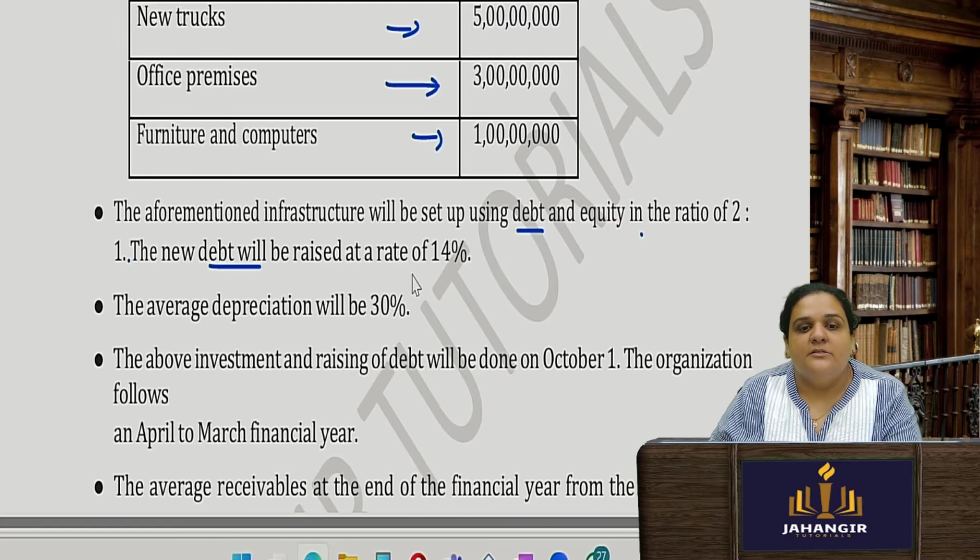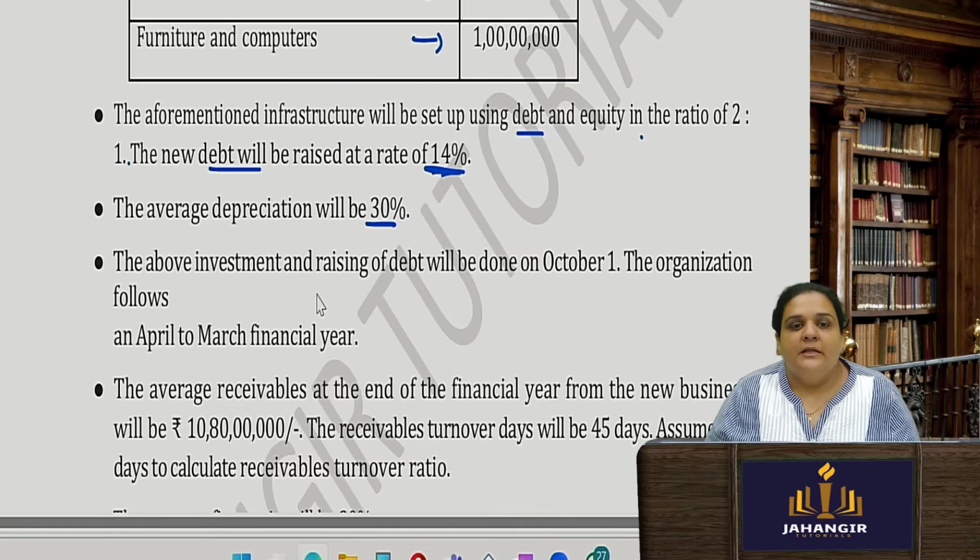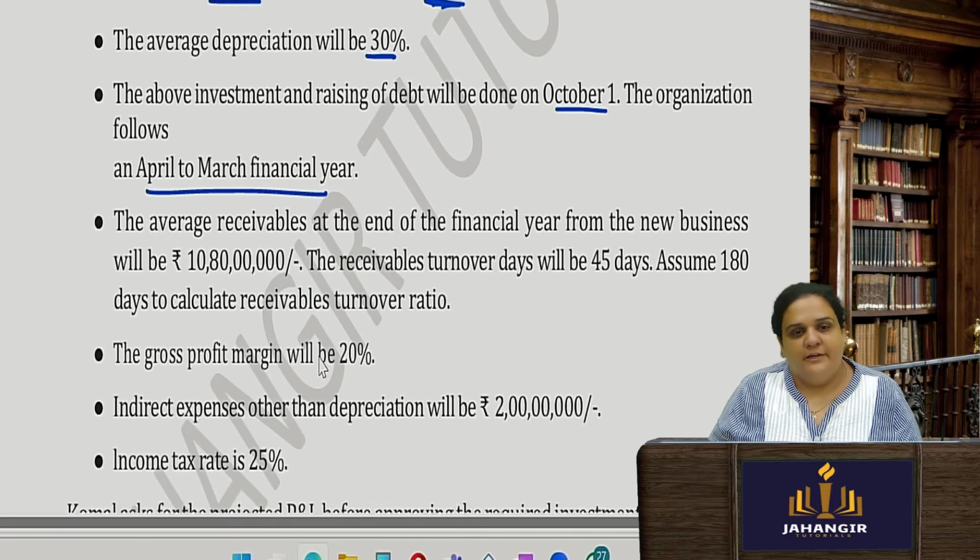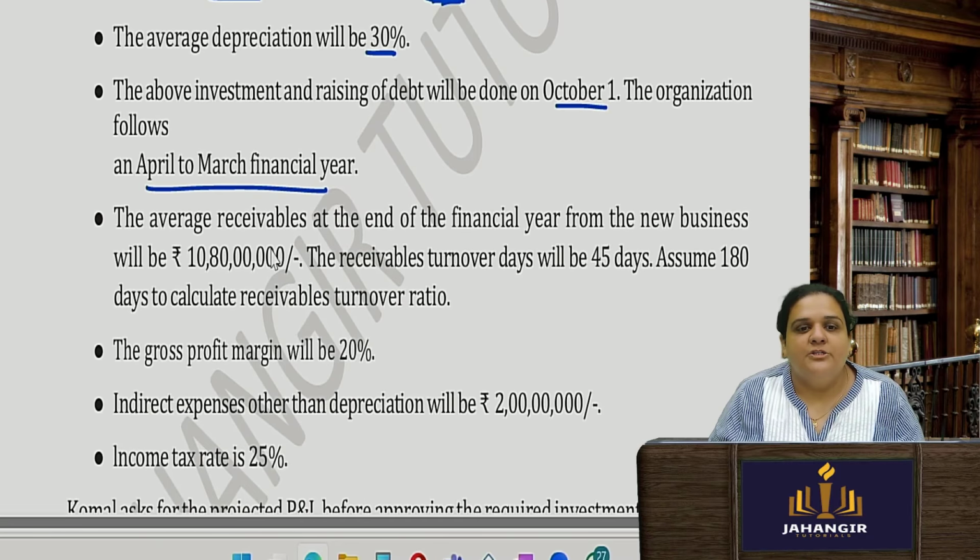The new debt is raised at 14% rate of interest. Average depreciation 30%. The investment of the debt is done on 1st October and the company follows April to March as their financial year. Average receivables at the end of the financial year from the new business will be 10 crore 80 lakhs.